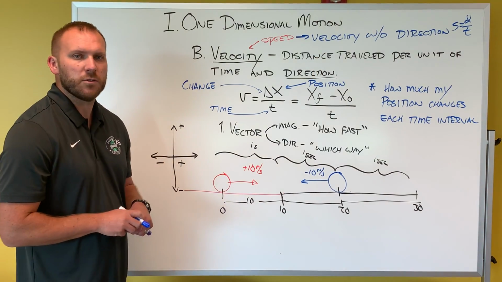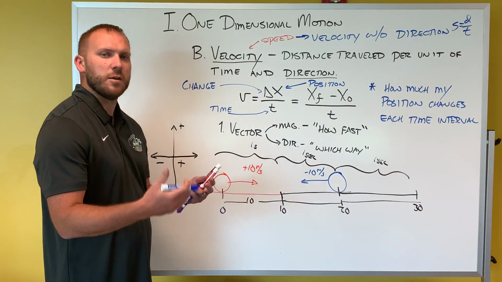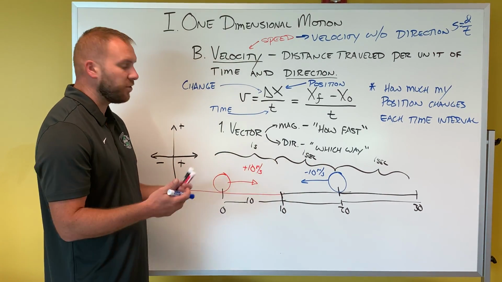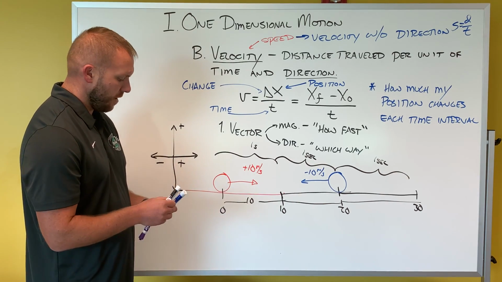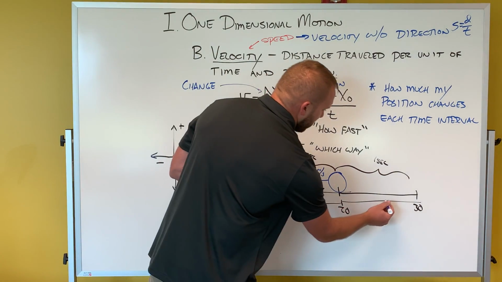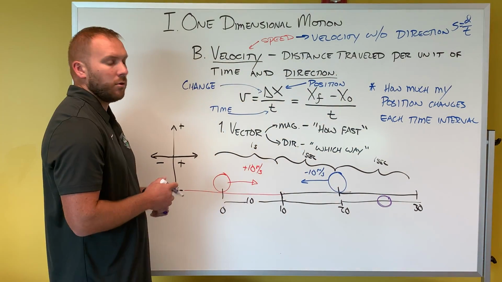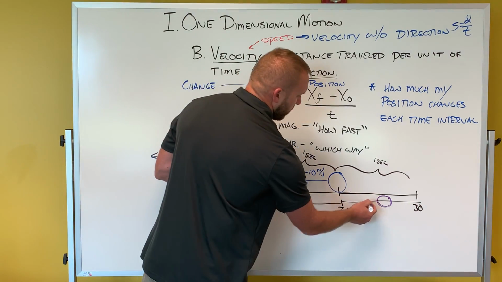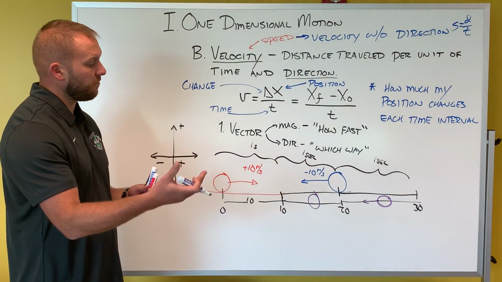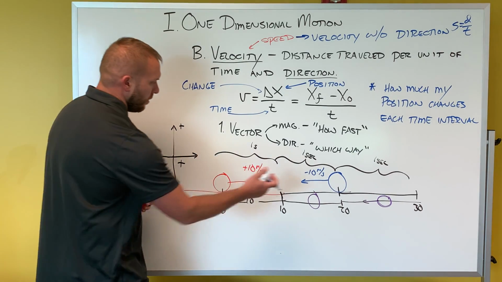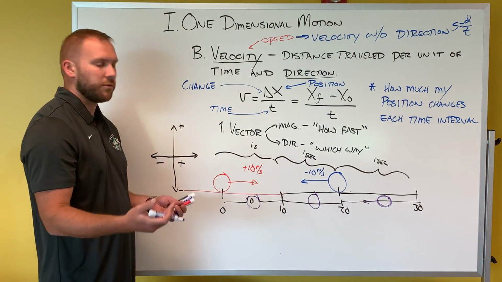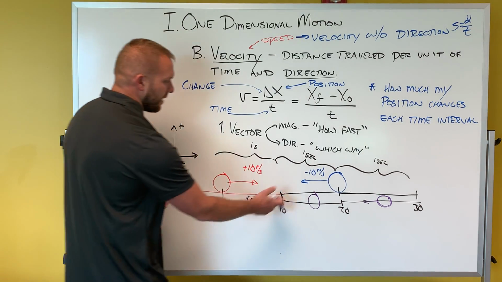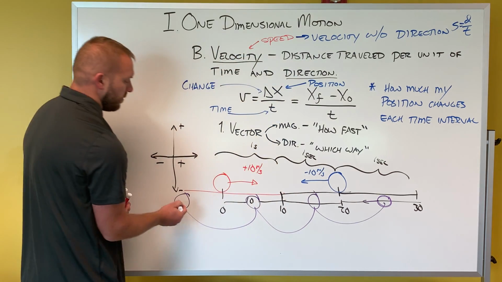If something's going 10 meters per second, my position is going to change by 10 meters every second. If something's going negative 10 meters per second, my position is going to change negative 10 meters every second. If we had an object starting here at 25, well, each second, its position needs to change by negative 10 if it's going this way. 25 to 15, that's negative 10. 15 to 5, negative 10. 5 to negative 5, negative 10. My position changed by negative 10 meters from here to there to there.